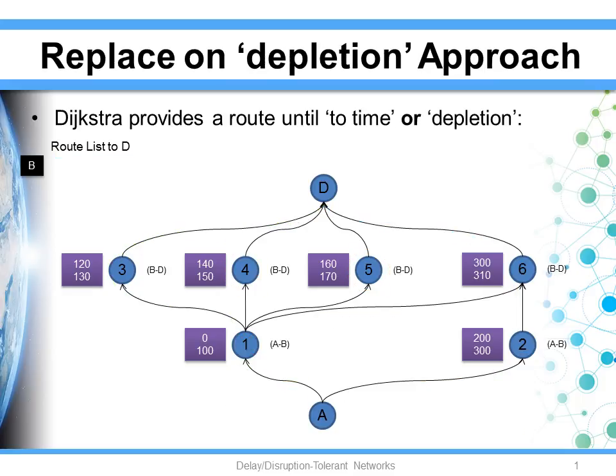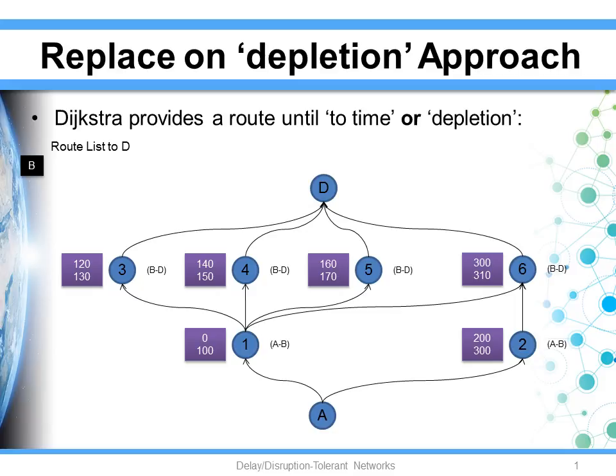So an alternative to overcome this limitation is to also replace routes on depletion, which would be the situation in which a given path has no more capacity to be allocated to a given traffic. So in this alternate approach, a path in the route list is replaced not only when the to time arrives, but also when a depletion happens at forwarding time.